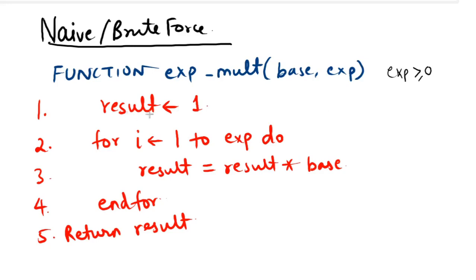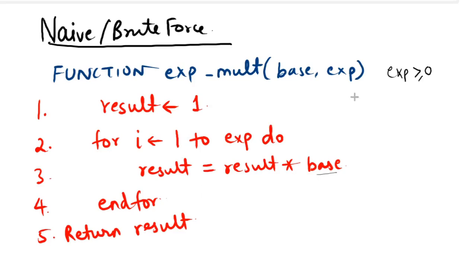Here result is a value initially set to 1, and then the loop is run to update the value of result by the base, and at the end of the loop, result should be returned by the function.